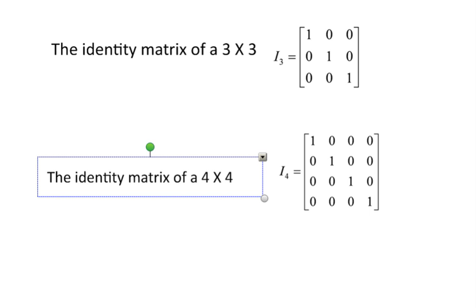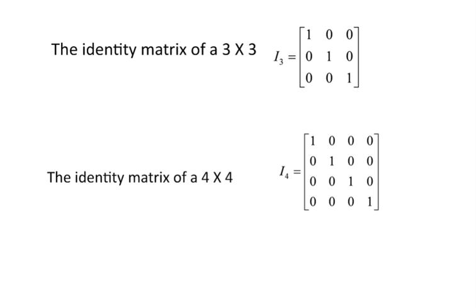The identity matrix of a 3 by 3, as you can see, they use the I with little subscript 3. The ones are all in the upper left-hand corner. It starts in the upper left-hand corner and goes all the way down to the right-hand corner. Same thing with I4. If you had I5, you would have 5 rows and 5 columns.